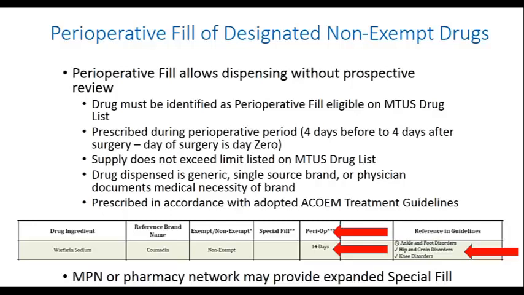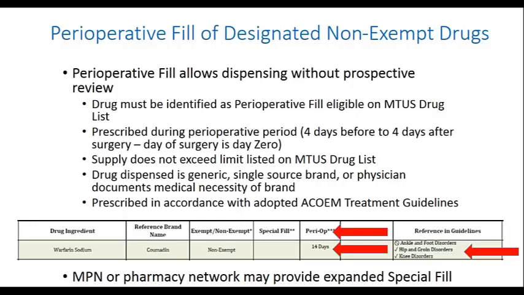The Excel format of the MTUS drug list is useful as it can be sorted by the various columns so that someone wanting to see all of the perioperative fill eligible drugs can easily sort it by that field. The perioperative fill drugs include selected anticoagulants, opioid analgesics, a muscle relaxant, and an anticonvulsant.